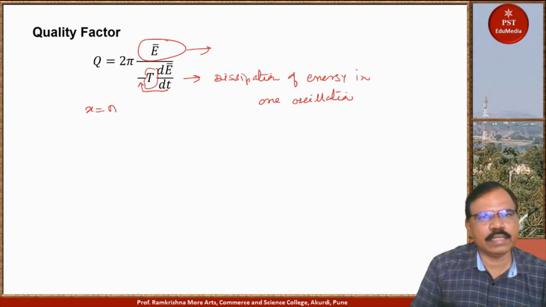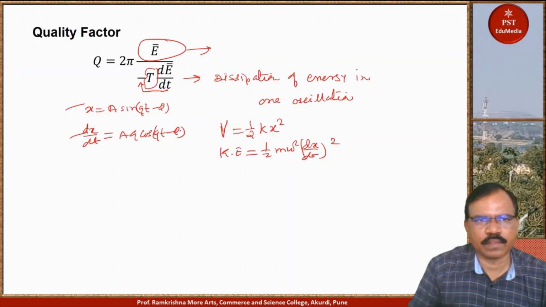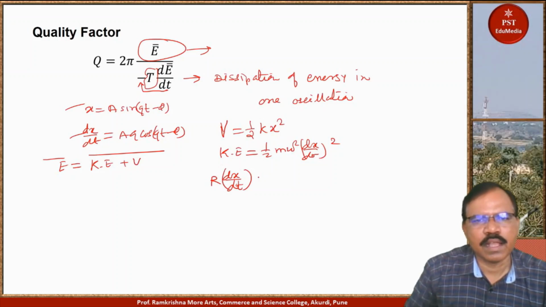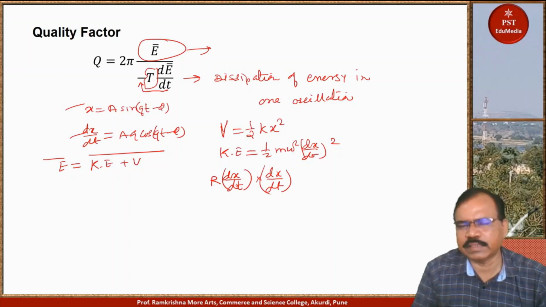So we know x is equal to a sin(qt minus phi), and dx by dt is equal to aq cos(qt minus phi). Then you can have potential energy V equal to 1/2 kx square, and kinetic energy equal to 1/2 m (dx by dt) square. Then use x and dx by dt to find the total energy, KE plus PE, and then take the average of that. And what is dE bar by dt? We know the damping force is R into dx by dt. Damping force into velocity is the power dissipation, which is also the rate of change of energy.